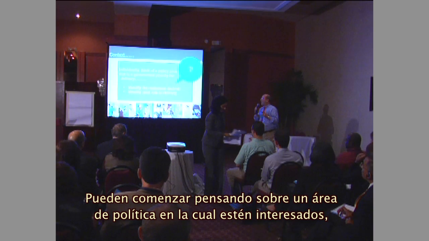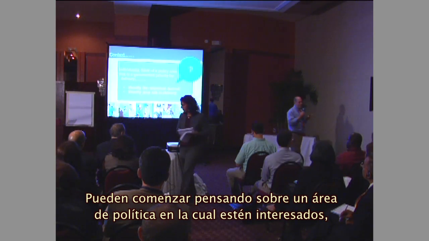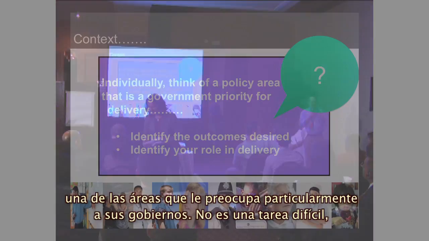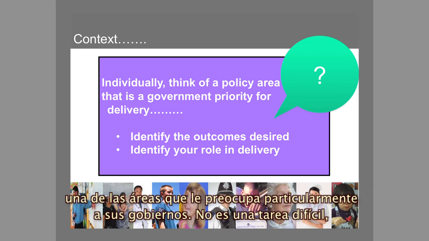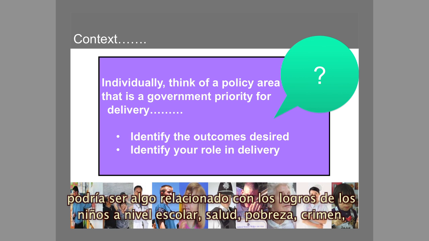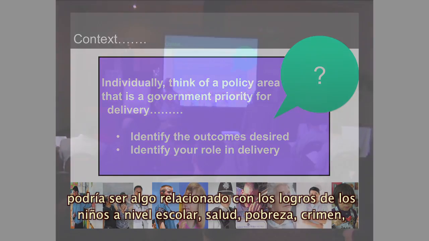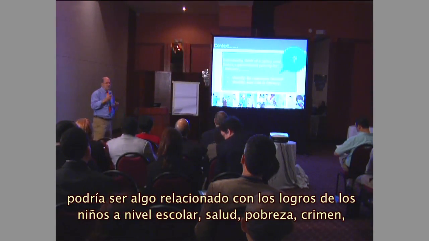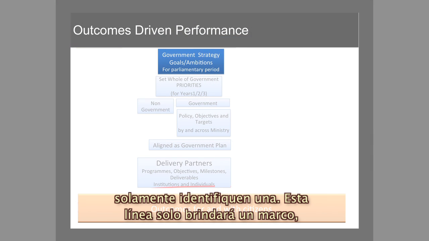Can you start by thinking about a policy area that you're interested in? One of the areas that your government is particularly concerned about. This is not a tough task. It may be something to do with children achieving at school, maybe to do with health, it may be to do with poverty, maybe to do with crime. Just identify one.